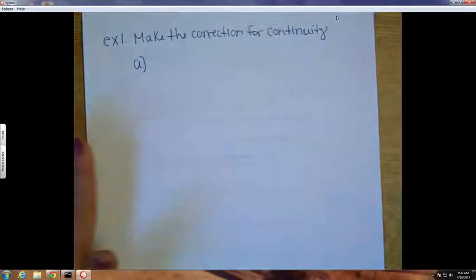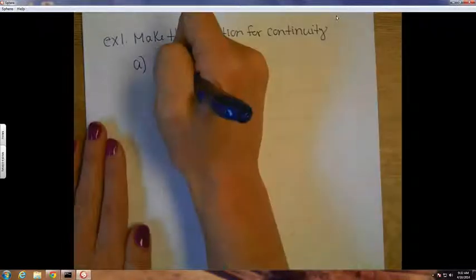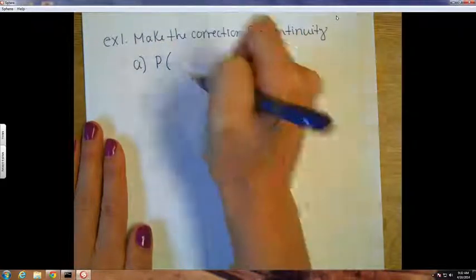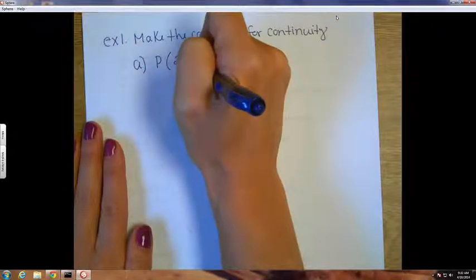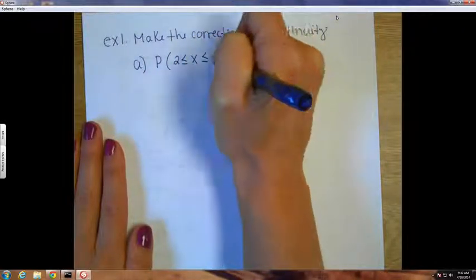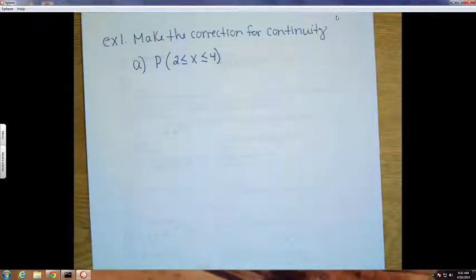So this would be a probability question that we would have seen back in the binomial stuff. Say we were flipping that coin 5 times. What's the probability that I get at least 2, but no more than 4 heads when I flip the coin? So I'm looking for the x to be between 2 and 4.